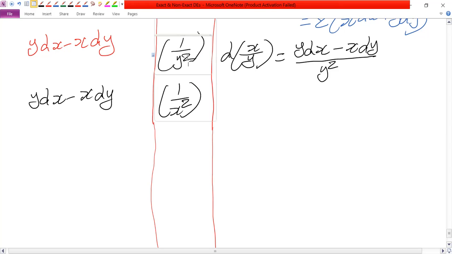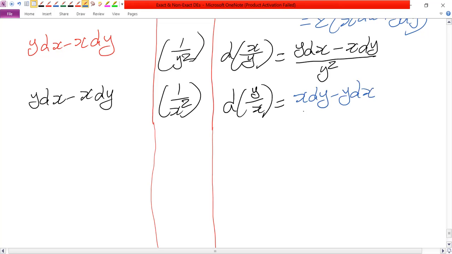Okay, so whenever the denominator contains, that means the integrating factor, if we are taking y square, then the formula is d of x by y. When I am taking x square, this x should be in the denominator. So we are going to get the formula of d of y by x. So differentiation of y by x is, as usual, x into dy minus y dx by x square.